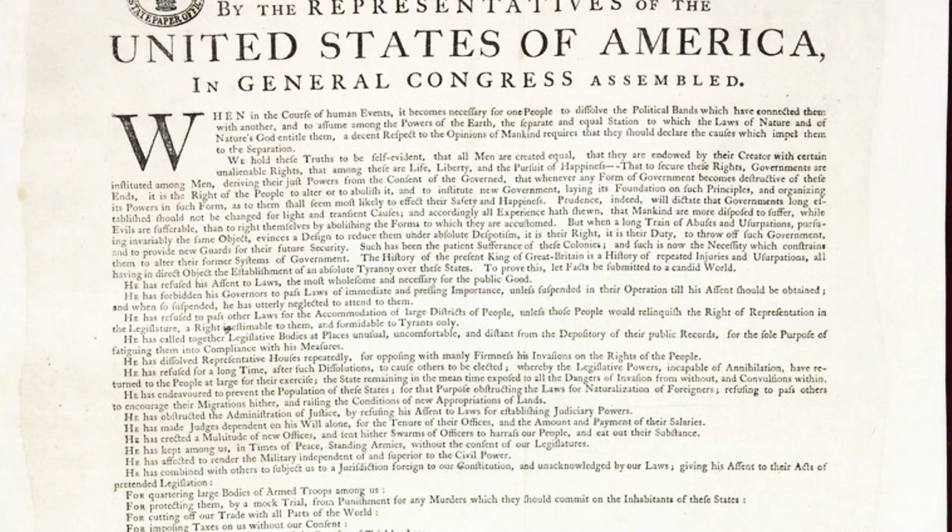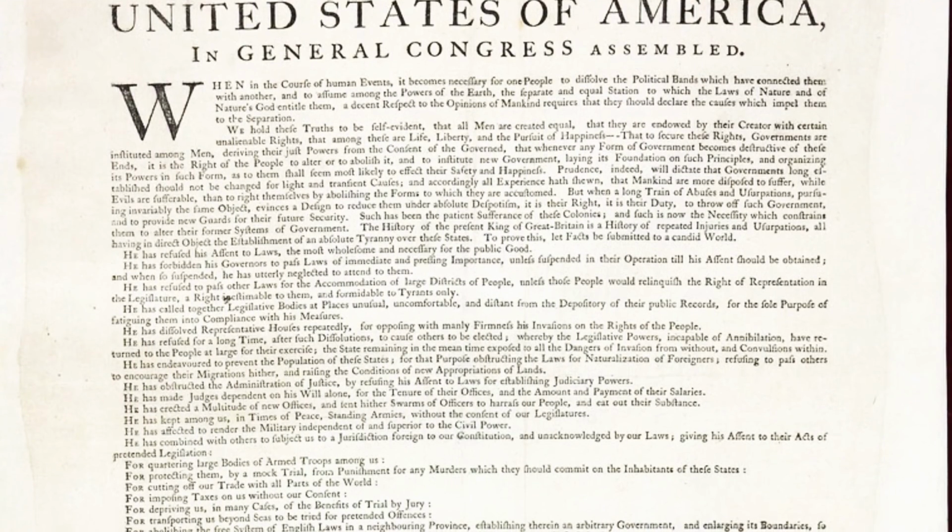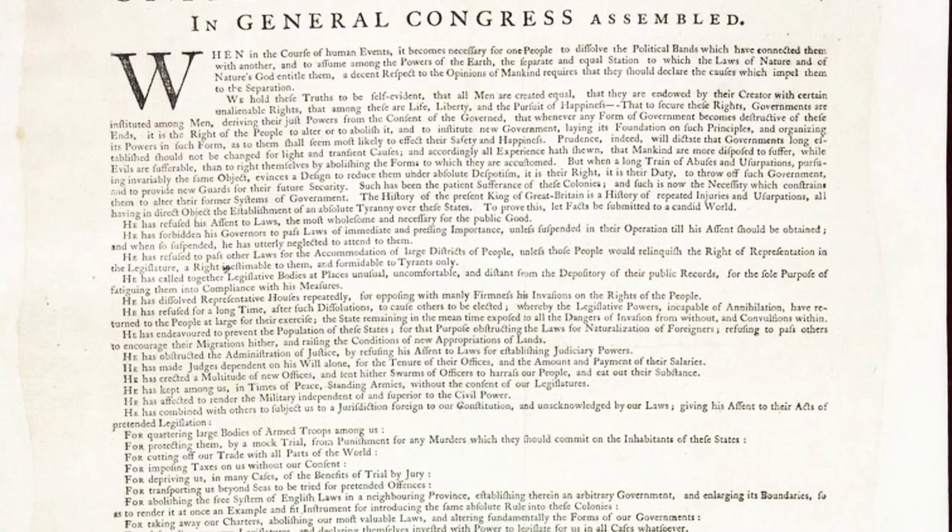We hold these truths to be self-evident, that all men are created equal, that they are endowed by their Creator with certain unalienable rights, that among these are life, liberty, and the pursuit of happiness. That to secure these rights, governments are instituted among men, deriving their just powers from the consent of the governed. That whenever any form of government becomes destructive of these ends, it is the right of the people to alter or to abolish it, and to institute new government, laying its foundation on such principles and organizing its powers in such form as to them shall seem most likely to effect their safety and happiness.